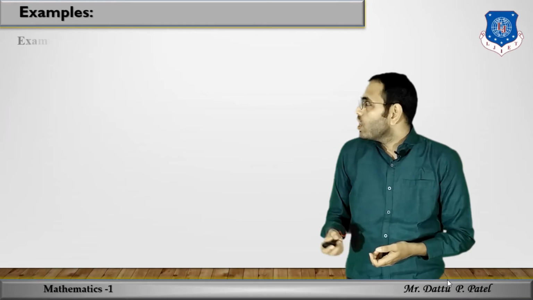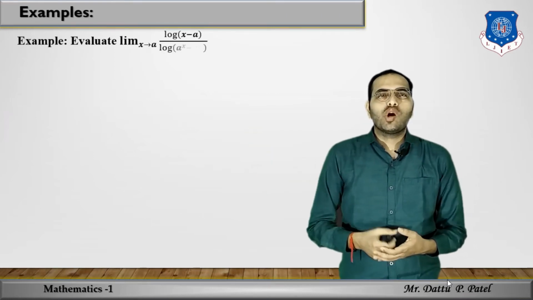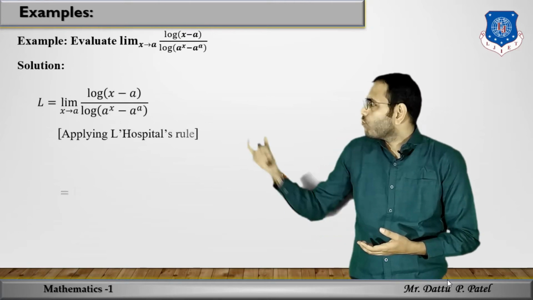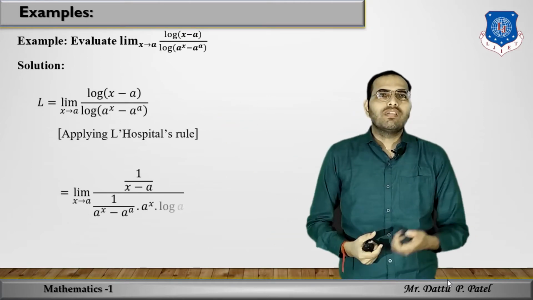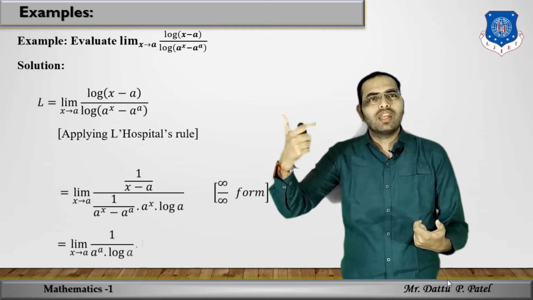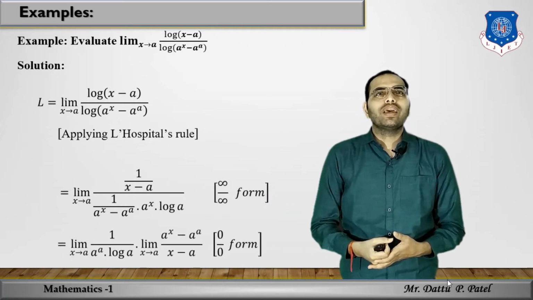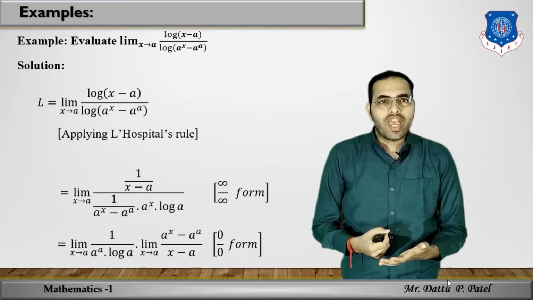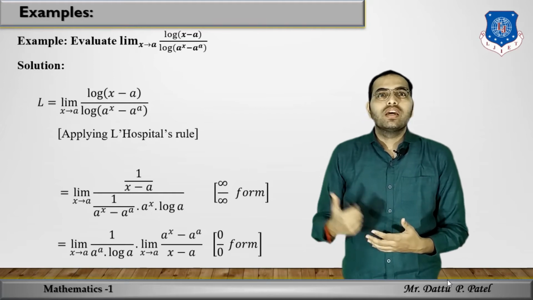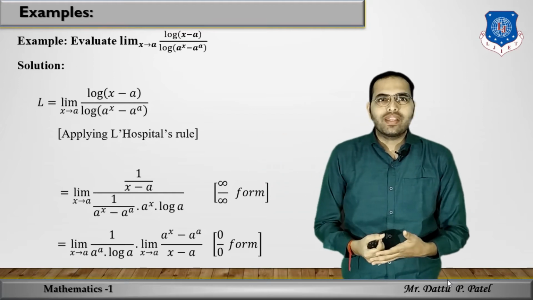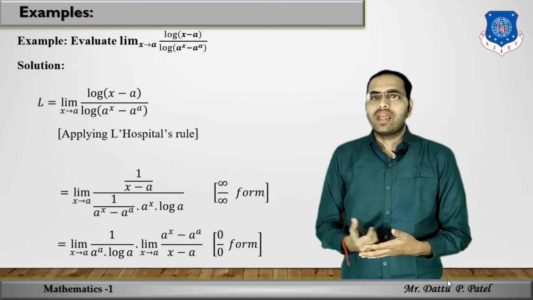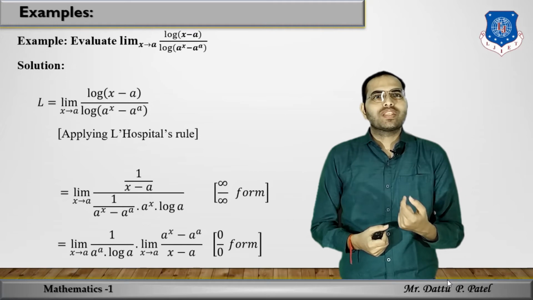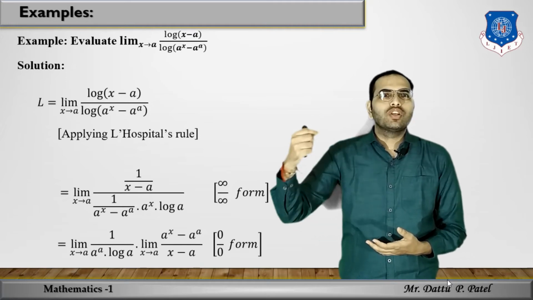Limit x tends to a of log of x minus a upon log of a raised to x minus a raised to a. Here whatever limit is given, that is our L, so L equals limit x tends to a of log x minus a upon log a raised to x minus a raised to a. Firstly we have to check which form is satisfied. Here the infinite by infinite form is satisfied. Then applying the L'Hopital rule, limit x tends to a of 1 upon x minus a upon 1 upon a raised to x minus a raised to a into a raised to x into log a.